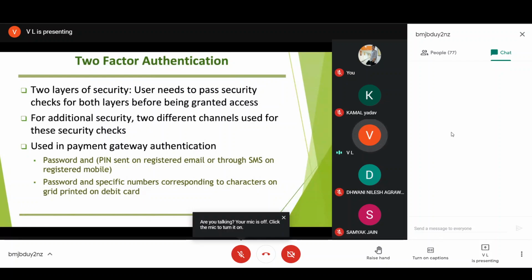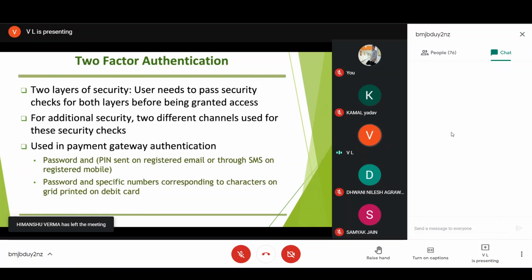The password of a person may be revealed to another person, maybe a friend, or someone who knows you very well, or someone has just guessed it correctly. But that person may not have your mobile phone in possession. So he or she may not be able to gain access to the code which was sent on the mobile. So this two-layer security cannot be easily passed by an imposter. So that is the idea.